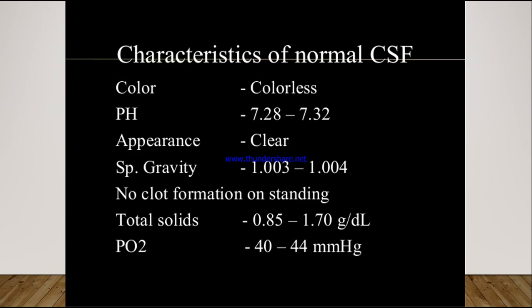Next, the characteristics of normal CSF. The color is watery clear or colorless. The pH of CSF is 7.28 to 7.32. Appearance is clear. Specific gravity is 1.003 to 1.004. There is no clot formation on standing. Total solids 0.85 to 1.70 gram per dl, and partial pressure of oxygen 40 to 44 mm of mercury. So these are the normal values of a normal CSF.